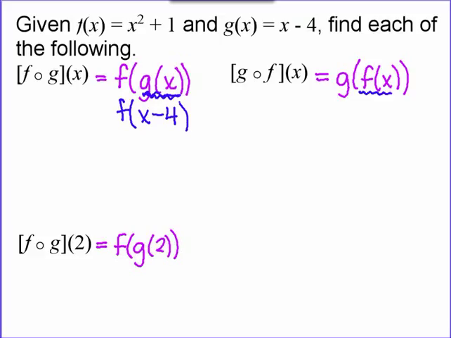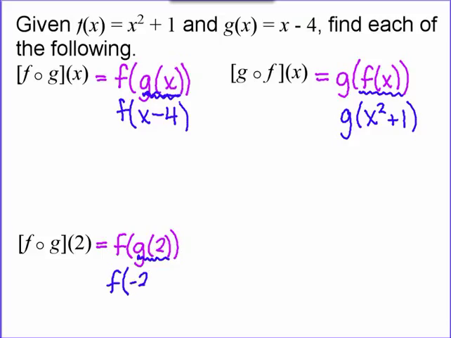Parentheses here say f of x is x squared plus 1. Next, I have g of 2. What is g of 2? 2x minus 8. For g of 2, I go to the g of x function, and in place of x, I'm putting 2. So negative 2.